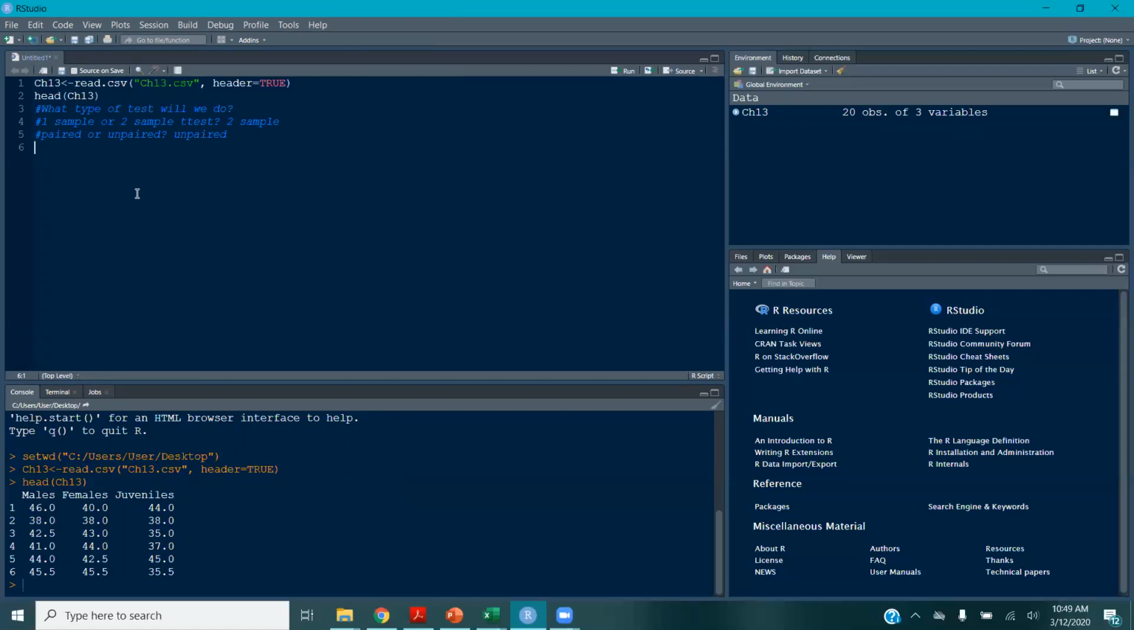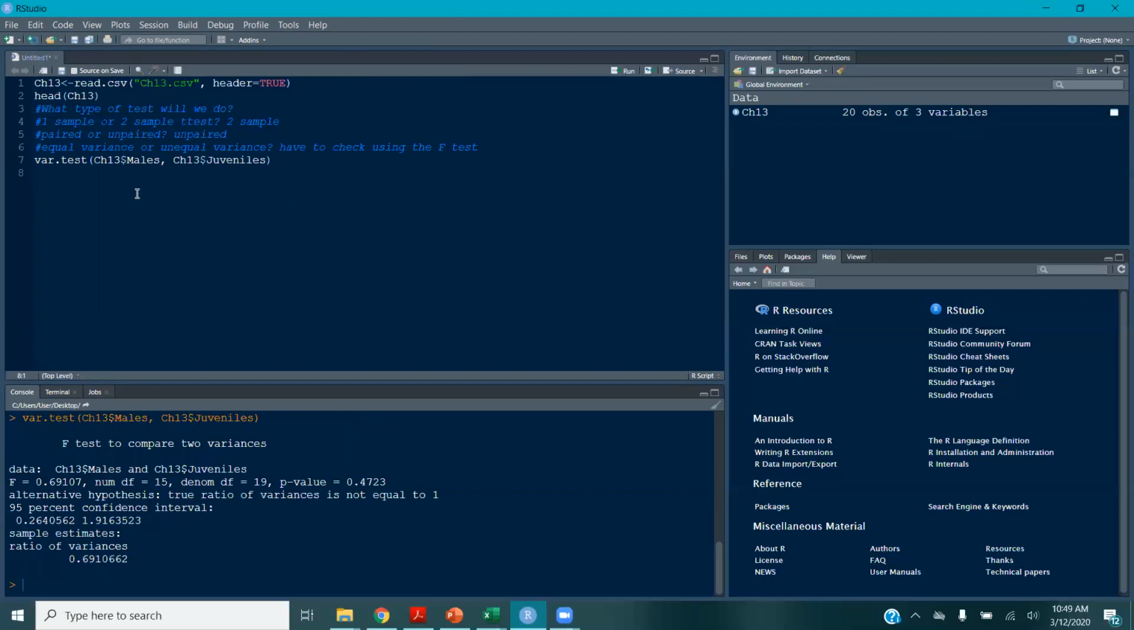Because this is unpaired, we next must ask, is this an equal variance problem or unequal variance? And how do we know that? We have to check using the F-test. From the previous video, we used the var.test function to compare variances between 2 sets of data. We will use the data from Chapter 13, column males. Again, I use tab to fill that out. And Chapter 13, using the column juveniles, using tab to fill that out.